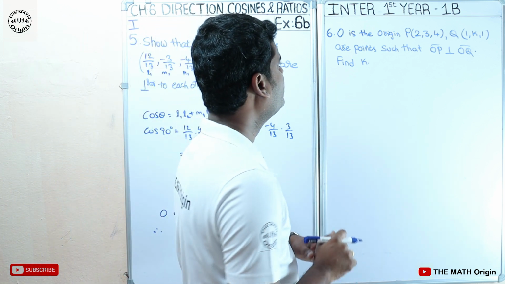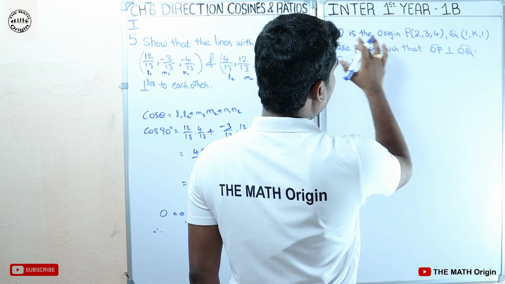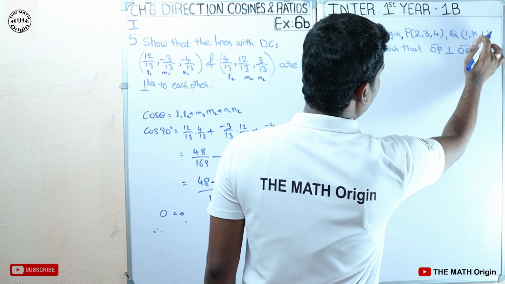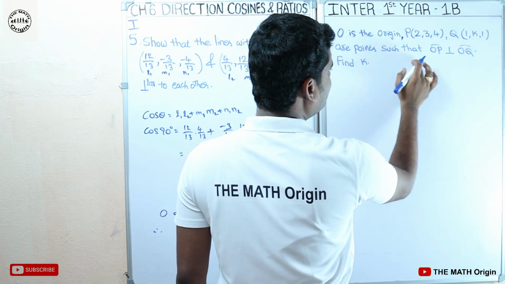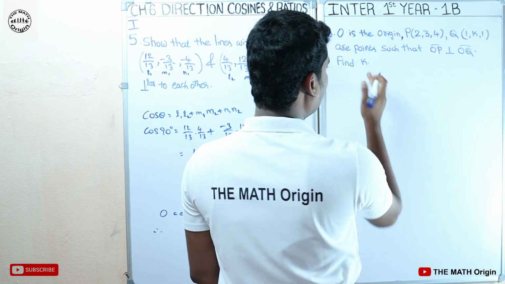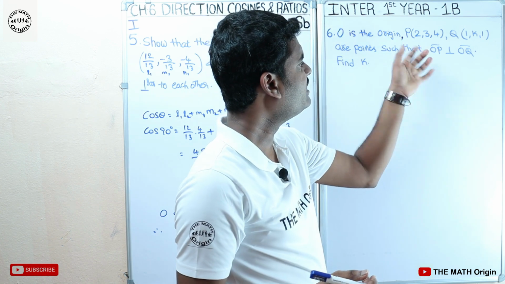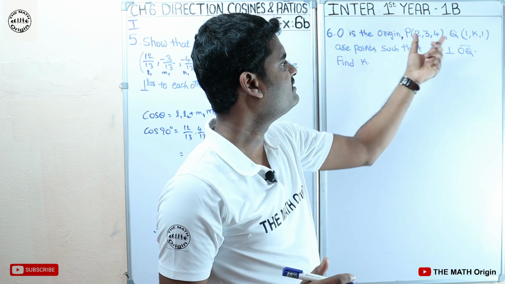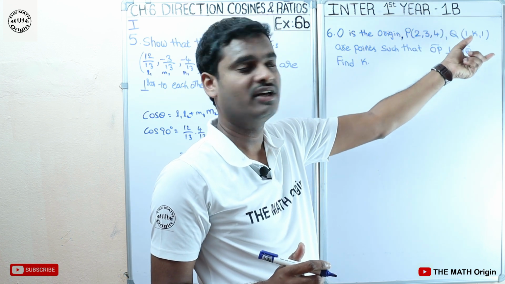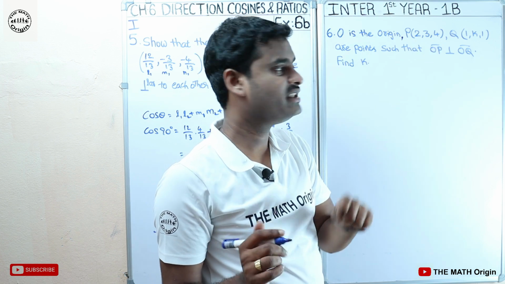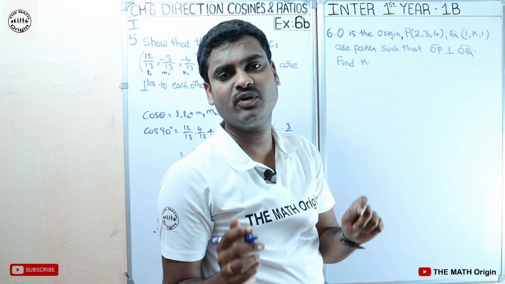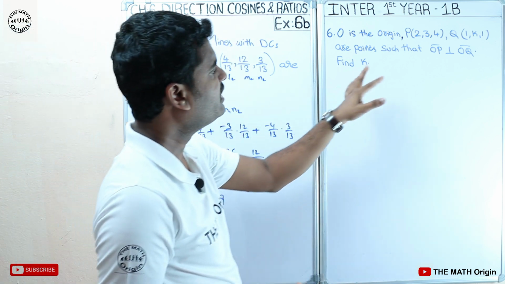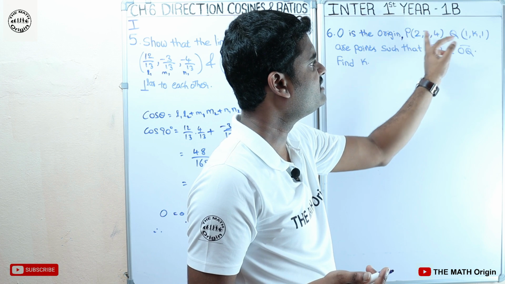Next, sixth question. O is the origin, P(2,3,4), Q(1,k,1) are points such that OP is perpendicular to OQ, find k. See here, they didn't mention anything about direction ratios or direction cosines, therefore we need to consider these as direction ratios. If it were direction cosines, definitely they would mention that the given points are direction cosines, similar to the previous question.